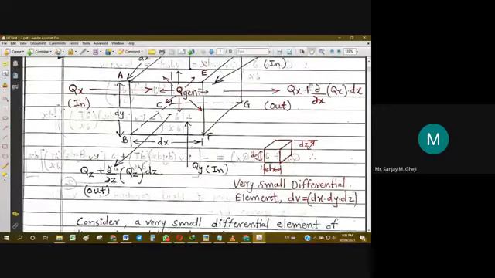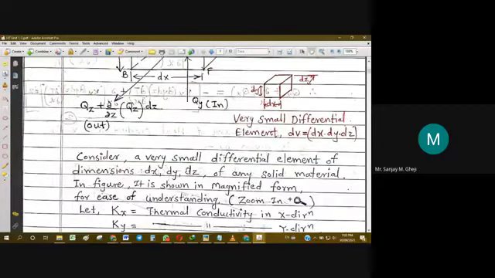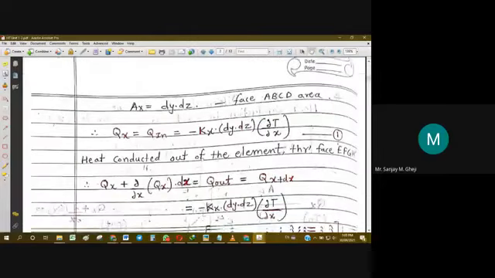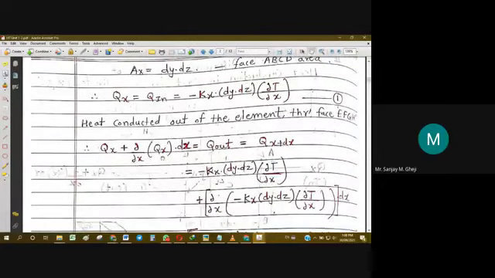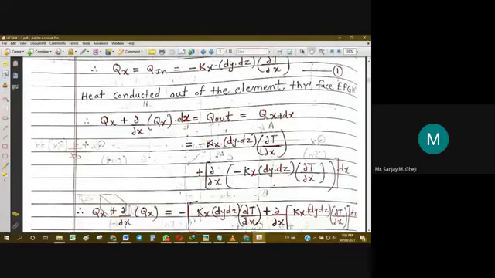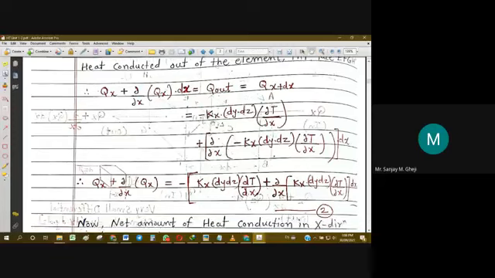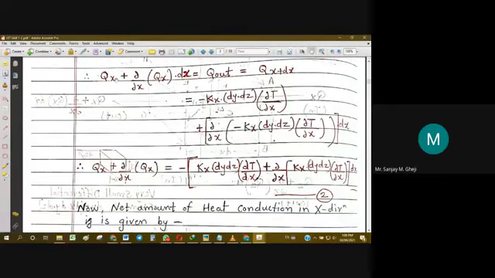Now we are interested to find this entire quantity. So qx plus ∂/∂x of qx into dx equal to Q out, which is qx plus dx, that is heat transfer rate at x plus dx distance. So equal to minus kx into area, dy dz, into ∂T/∂x. This is original qx plus the rate of change of this quantity qx with respect to x.